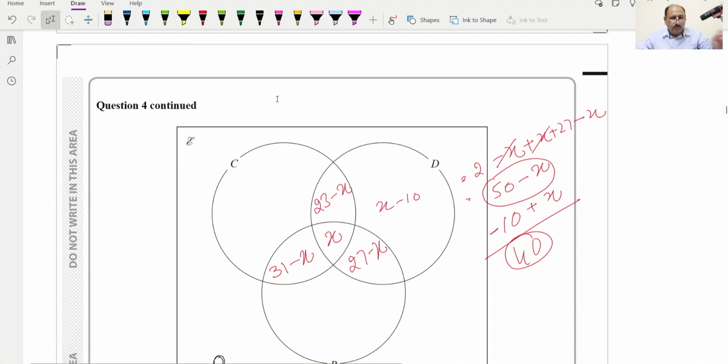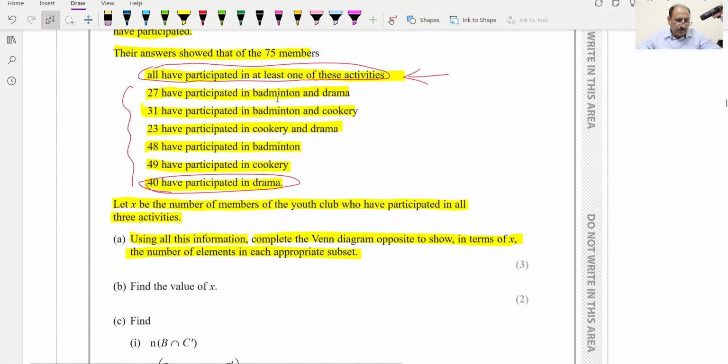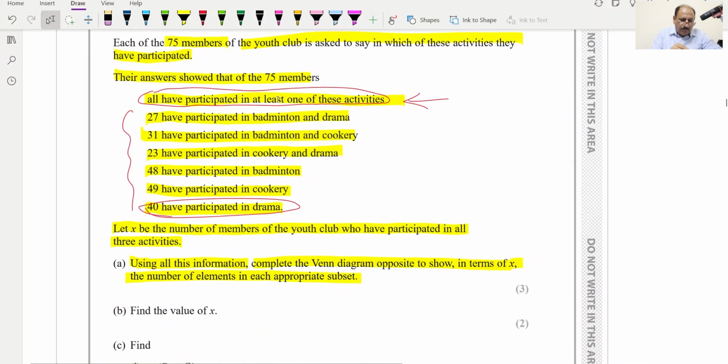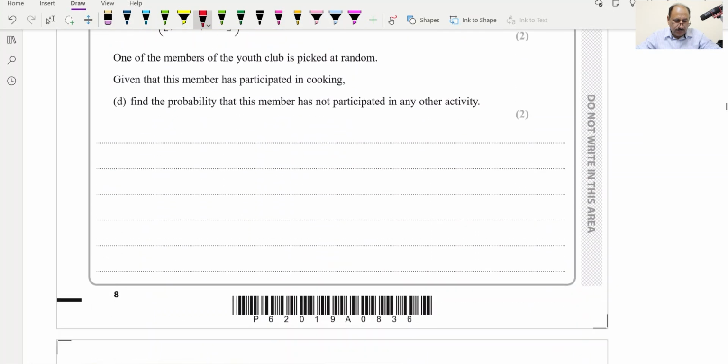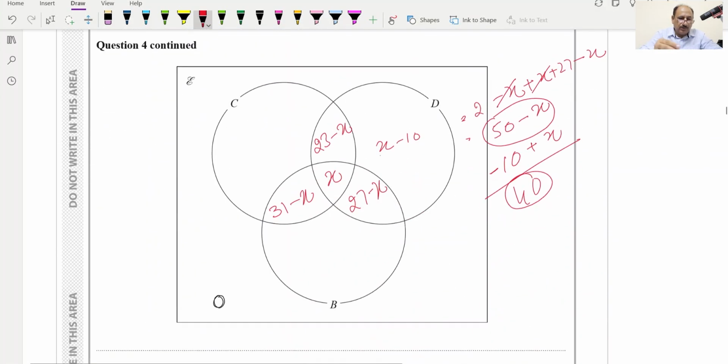Now we can move to the next, cookery. For cookery we can check, it will be 49. Similarly, we will check for 49. 49 should be cookery, and we can calculate cookery over here. We can add these three portions for cookery and calculate the remaining portion.